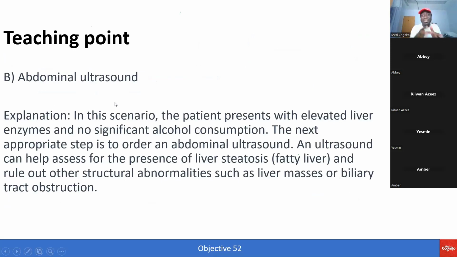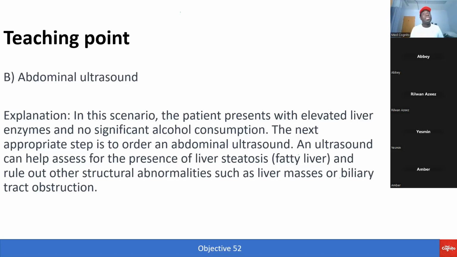This is because in this scenario, the patient is presented with elevated liver enzymes and no significant alcohol consumption. So it is not alcoholic liver disease. The next appropriate step is to order an abdominal ultrasound. An abdominal ultrasound can help assess the presence of liver steatosis and rule out other structural abnormalities like a liver mass. It is when you see a liver mass that you want to go on to do a liver biopsy.